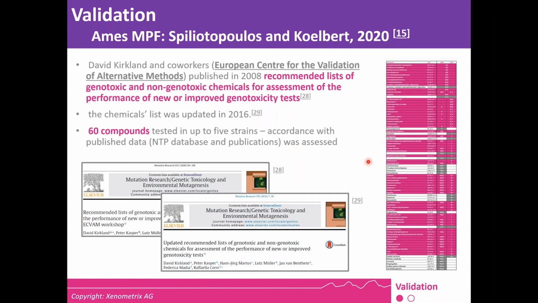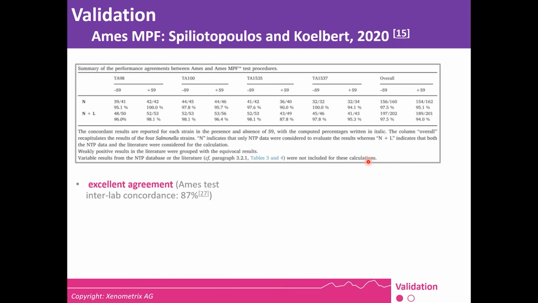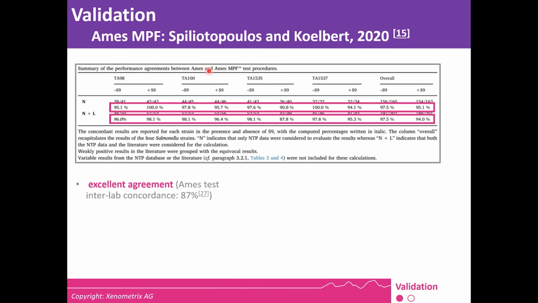And we noted that there is an excellent agreement. So one should keep in mind that the Ames test has been published to have an interlab concordance of 87%. So 87% is how reproducible the Ames test is in some cases. And we can see here that the concordance of the Ames test results published with the Ames MPF was higher than that. I think that here the lowest value is this 87.8%.